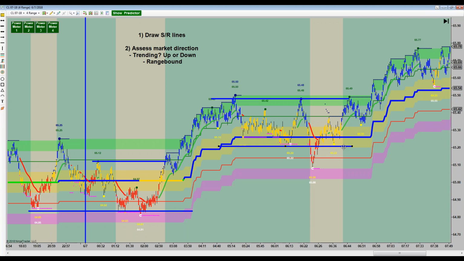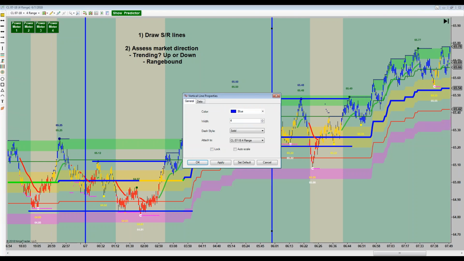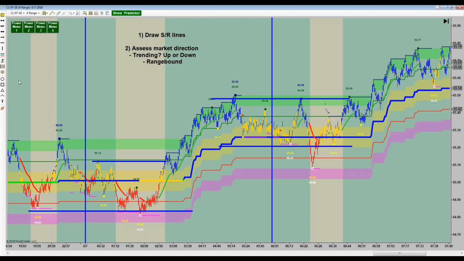Good. Perfect. From a technical point of view, yes, I totally agree with you. We are in a range here, and it's consolidating. Crude oil going into the pit open at 6 a.m. was consolidating. No question about it. However, here's 6 a.m., here's the crude pit open this morning. You were technically sort of sideways to up.